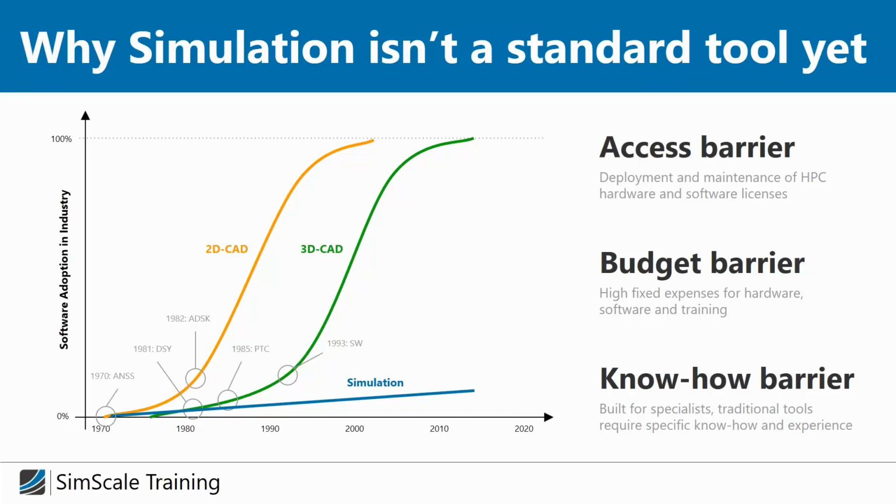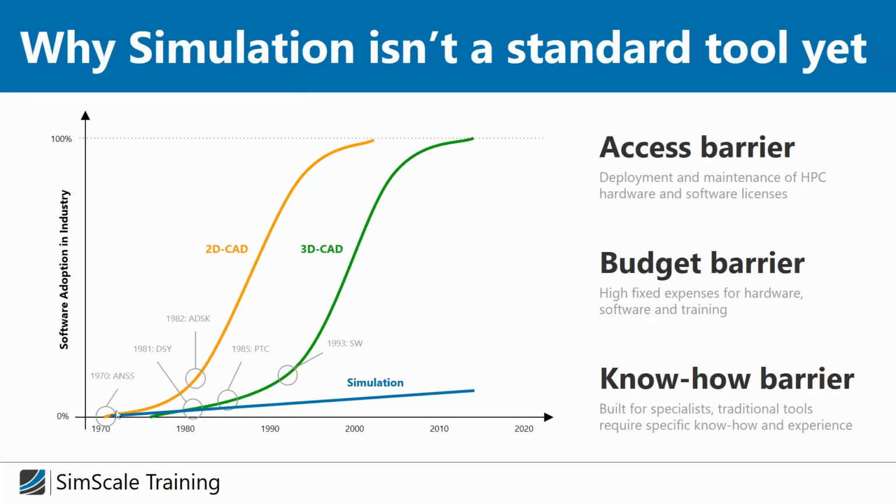And this chart here really represents the current situation of the adoption of simulation. So here again, on the x-axis, you can see time starting from the early 1970s until today. And on the y-axis, you can see the software adoption in industry in percent. So 0 means no engineer in the world is using this technology, and 100% means standard, which every engineer is using. And now on this chart, you can see how three very familiar technologies developed over the years. All of them were basically developed between the early 70s and the late 70s, and the orange graph is showing the adoption of 2D CAD.